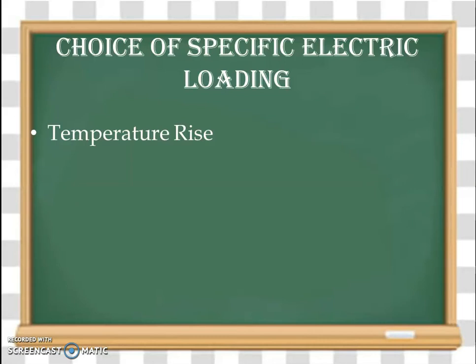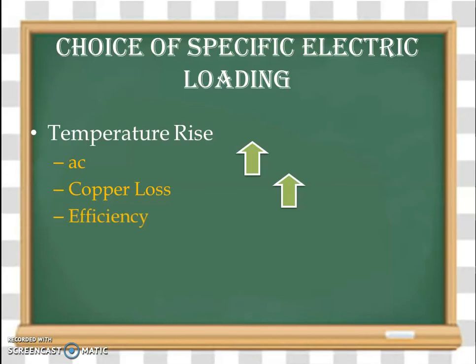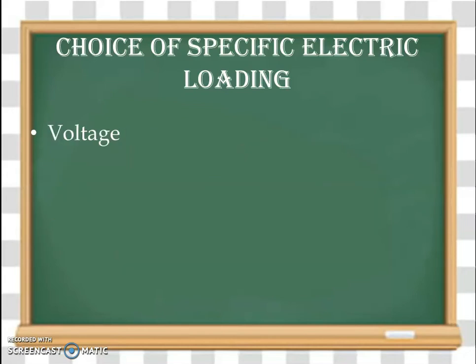Temperature rise and copper losses increase if we design our machine with a higher specific electric loading, so obviously copper losses will be more. If copper losses are higher, efficiency will reduce, and at the same time there will be more temperature rise. So we have to provide better cooling conditions, and at the same time we have to go for a better class of insulation if we go for a higher specific electric loading.